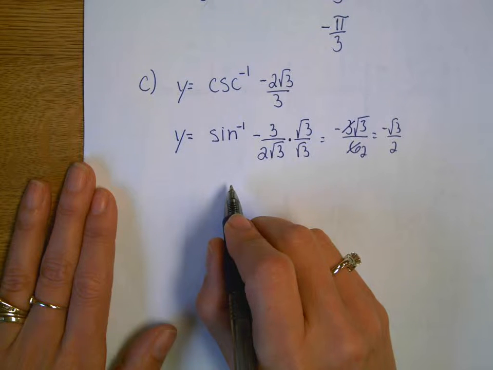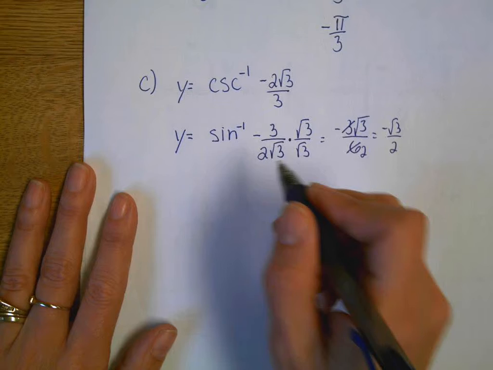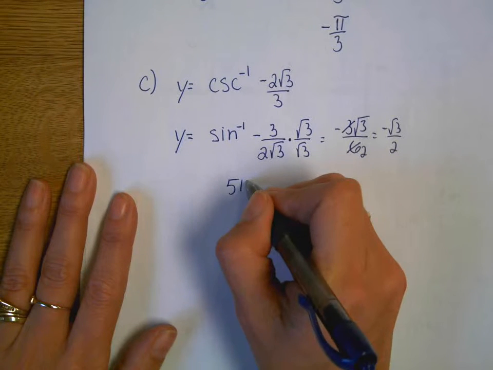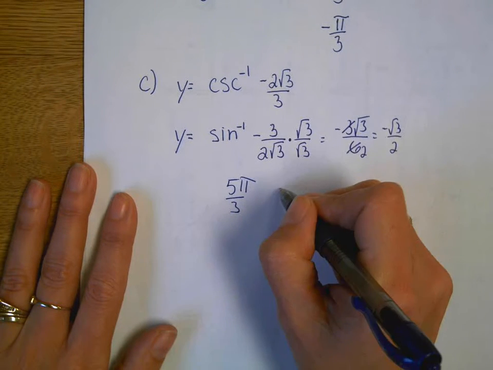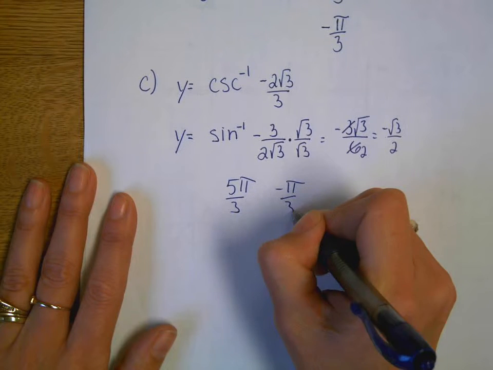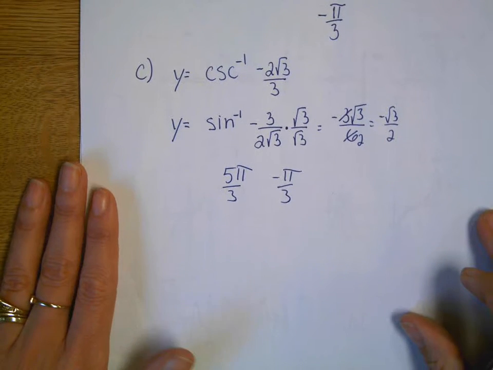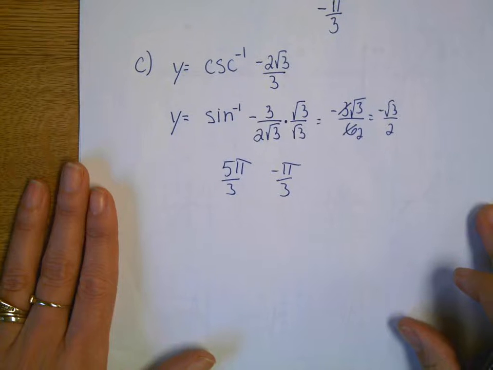Quadrant 4, the positive 300. Oh, I thought you had it as a radian. As a radian, 5 pi over 3. So what's my correct answer going to be? Negative pi over 3. Negative pi over 3. Wait, I'm not getting the jump from 5 pi over 3.